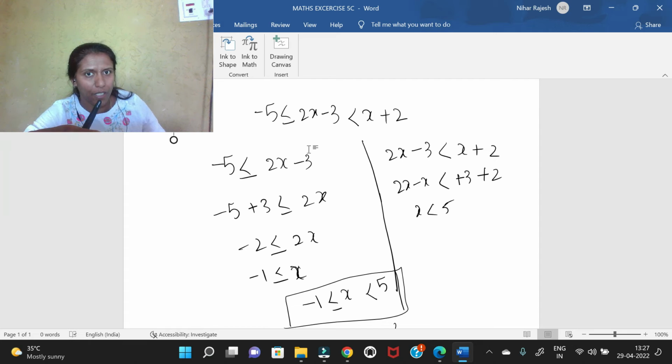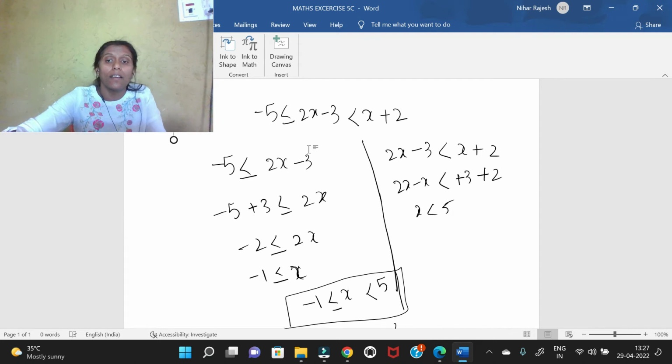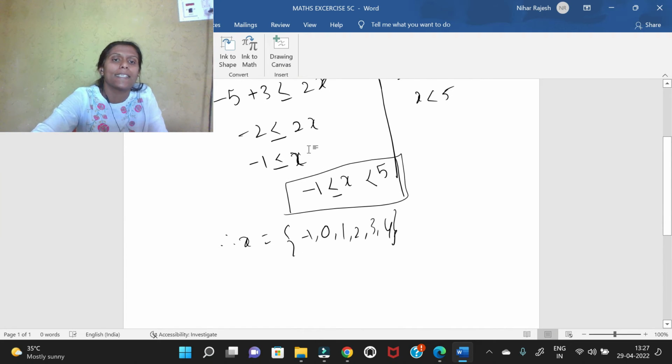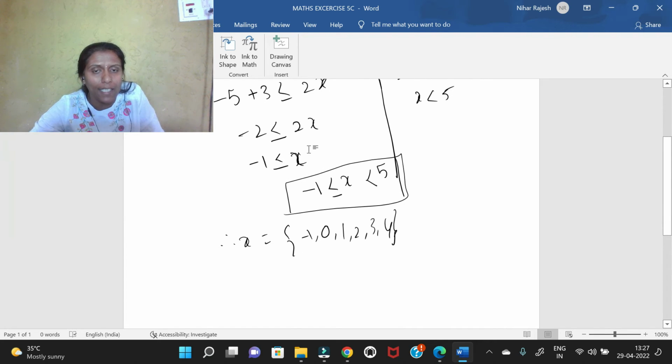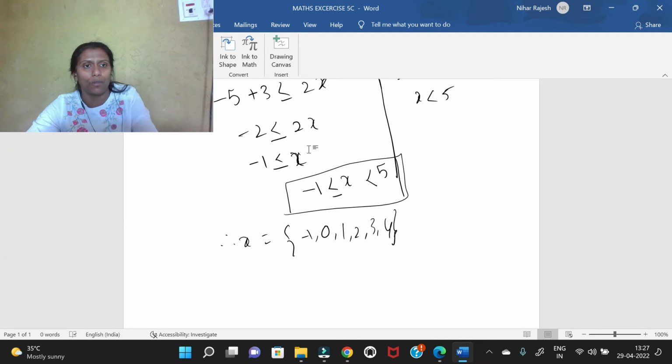Okay, so where is the first one? The first split: -5 less than or equal to 2x minus 3. In that we said -1 is less than or equal to x. We derived it there and we just kept it. On the right side we said x is less than 5. We just kept it. So -1 less than or equal to x less than 5 is the relationship we got. So x is -1, 0, 1, 2, 3, 4. Okay.